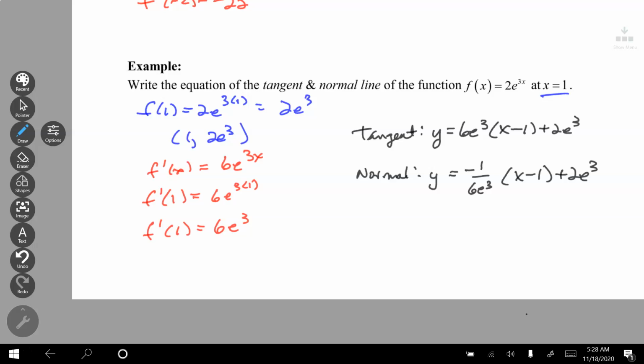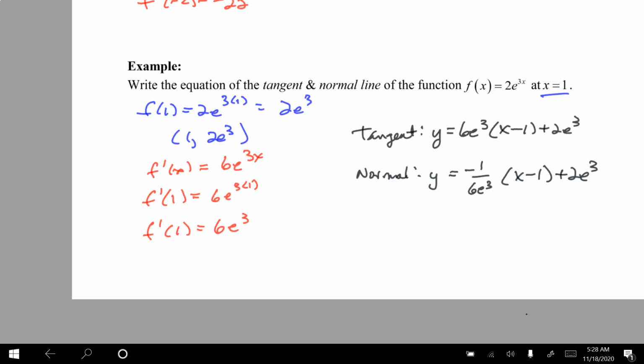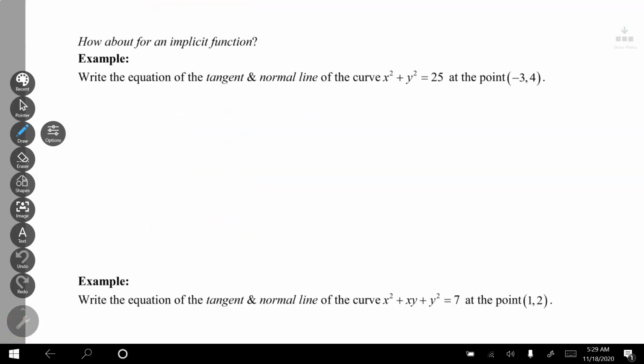So these first three examples were examples where we have very explicit function equations that we've been doing for the last month, 6 weeks, and writing normal and tangent lines. So how are we going to do this when we have implicit functions? Well, I'm still writing my same equation, y equals m, x minus x1 plus y1, except sometimes with implicit equations, wow, I already have both x1 and y1 given to me.